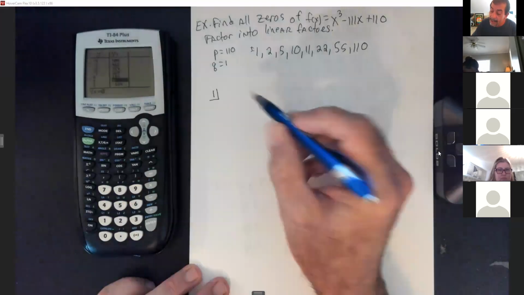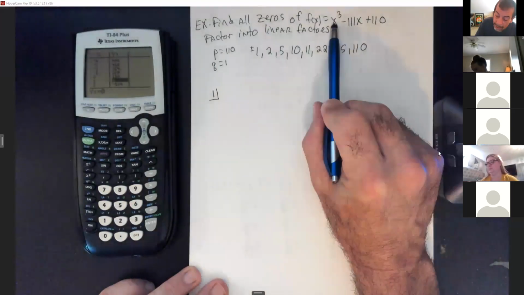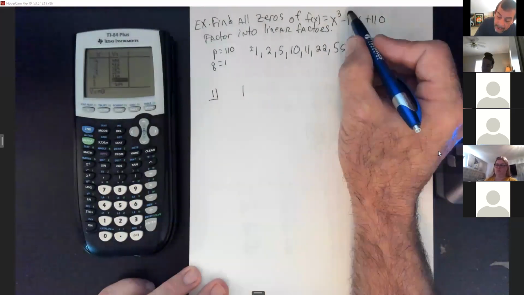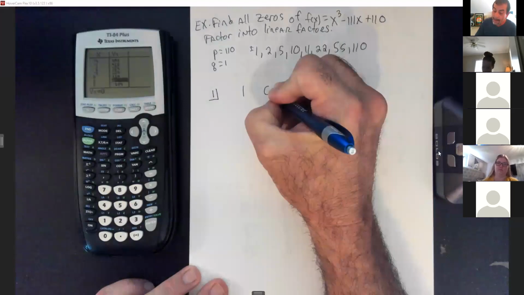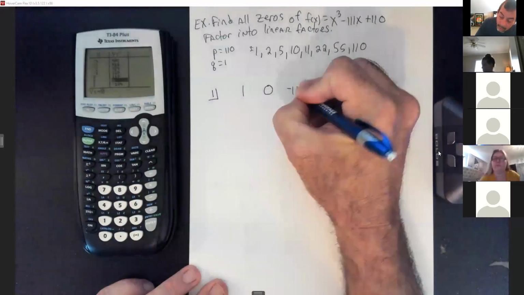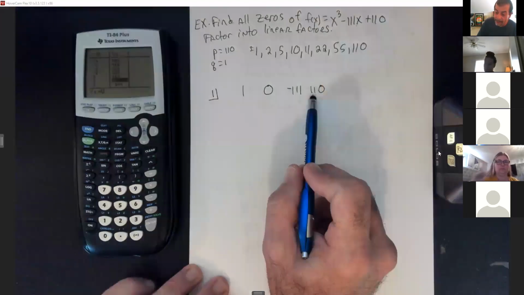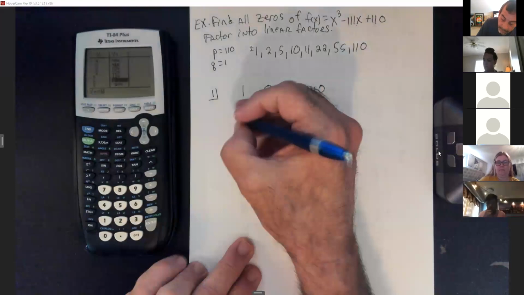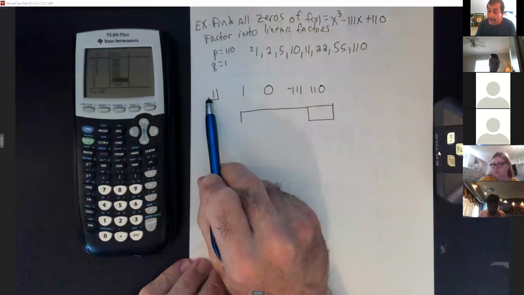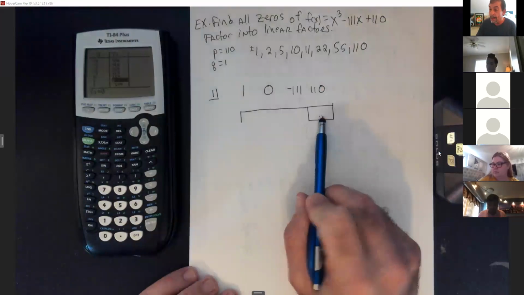Now to do synthetic division, I got to write all my coefficients out. So for the x cubed, I got a 1. I do not have an x squared term in that polynomial, so the x squared term has to be a 0. My x term is -111, and then my last number is the 110. So any exponents that are missing up here got to be 0 down here in your synthetic division. All righty. If I pick the right number, my remainder better be a 0 in that box when we're done. If not, I'll have to try another number.